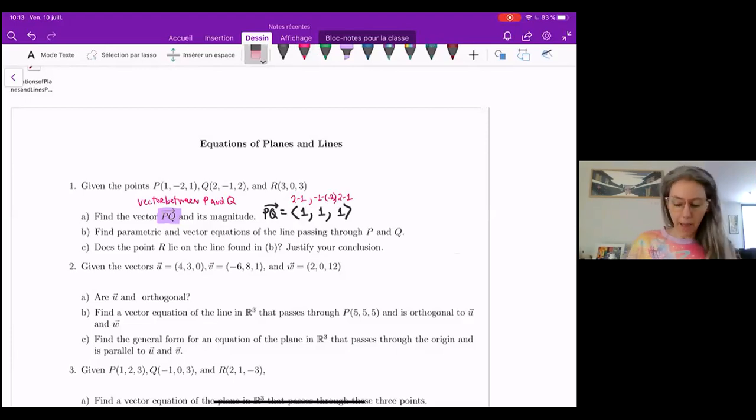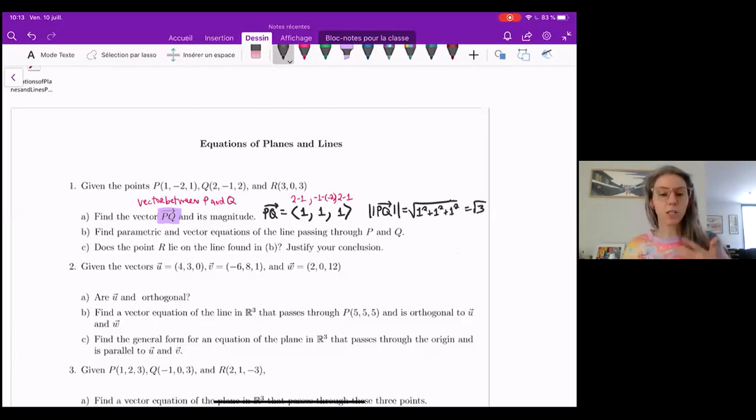And then how do we find the magnitude? We put it in the little lines to represent magnitude, and we do our square root thing, where I take the square root of each component squared, to get the square root of 3. Okay, hopefully that's not where you guys were having trouble.